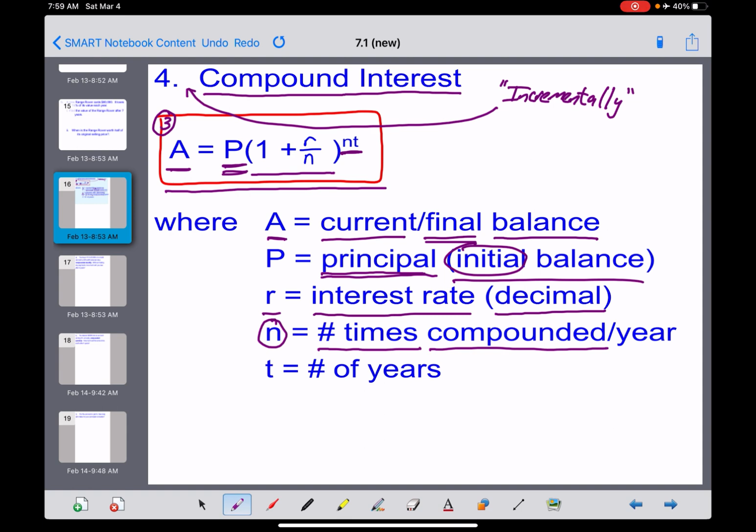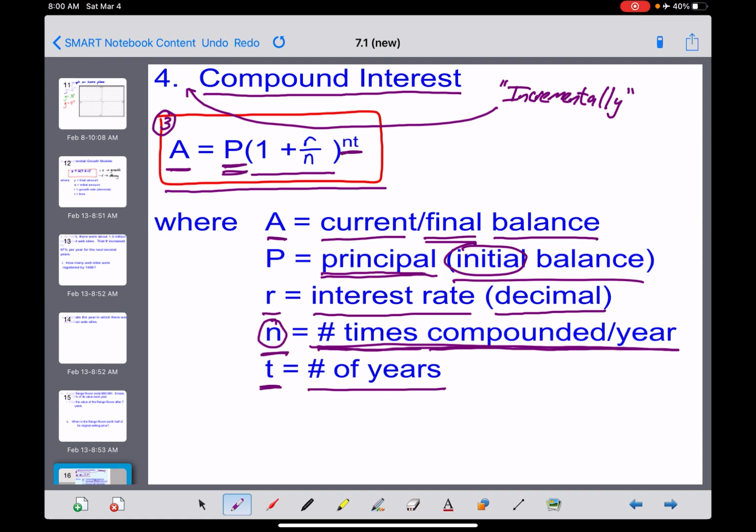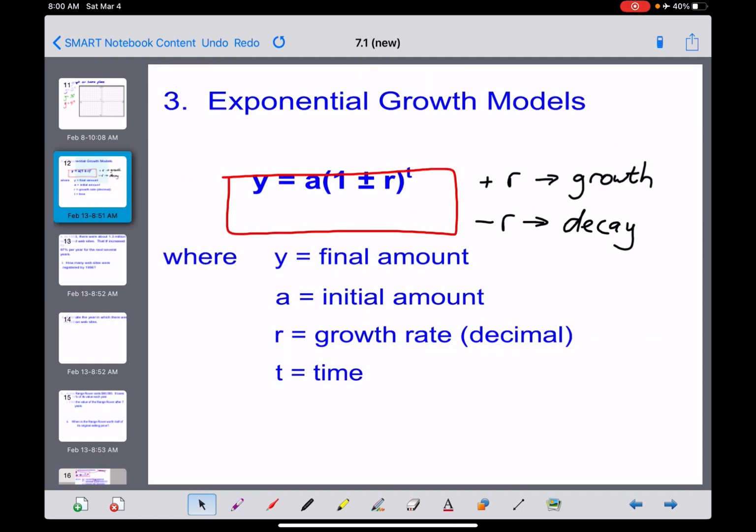Previously, that exponent was just a t for time. Now, it's the product of n multiplied by t, where once again, n is still the number of times per year that we're compounding your interest, and t is measured in the number of years.